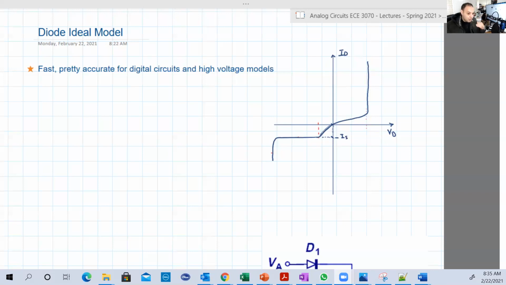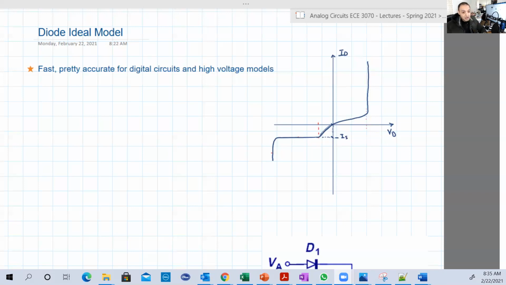And then we made some approximation, and we dealt with a new model called the constant voltage model, in which we approximate this exponential relation into an easy model to solve diode circuits quickly, in a pretty accurate way, by the way.